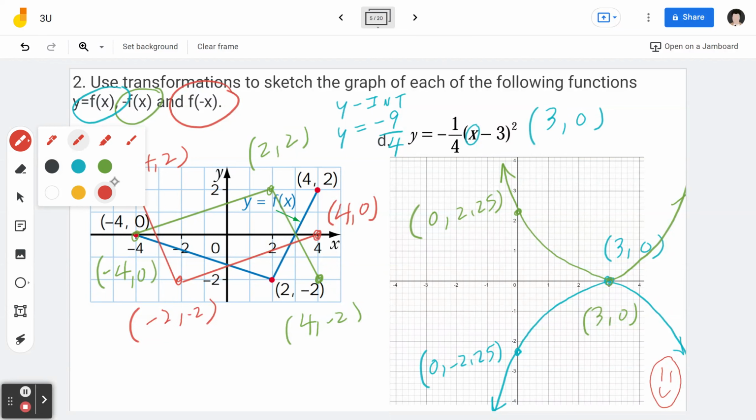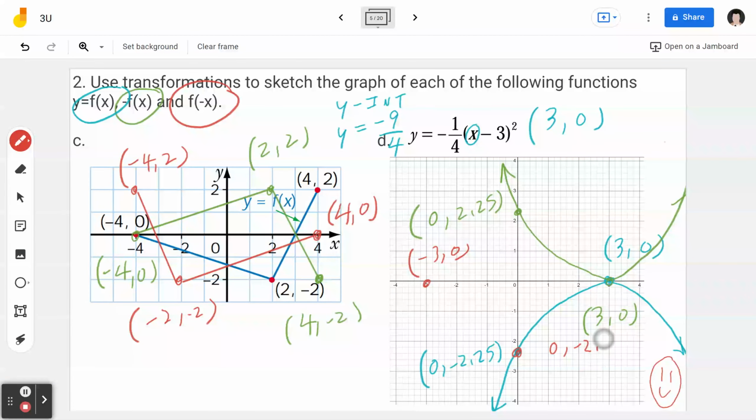If I grab the last color, f of negative x means you're reflecting it with respect to the y-axis. So 3, 0 becomes negative 3, 0. And of course, this y-intercept, 0, negative 2.25, remains unchanged. So now it's going to be like that. And on the other side will be, roughly speaking, something like that. I hope this makes sense.